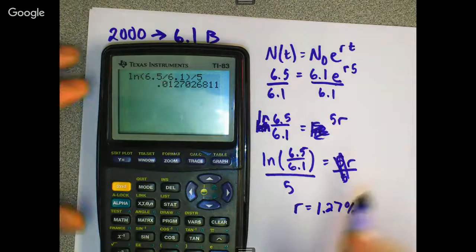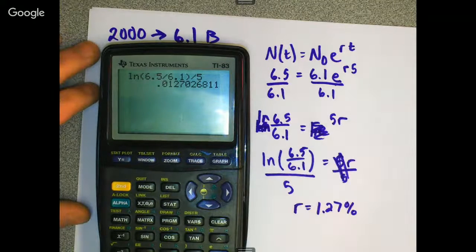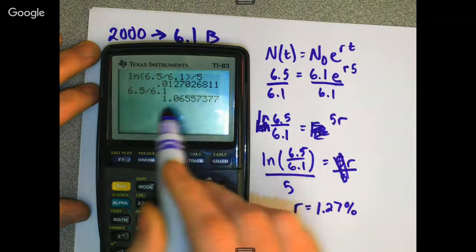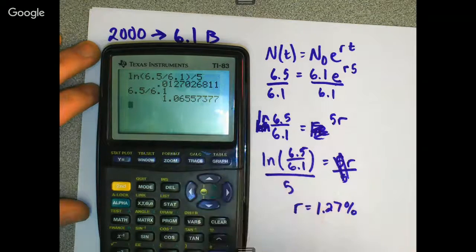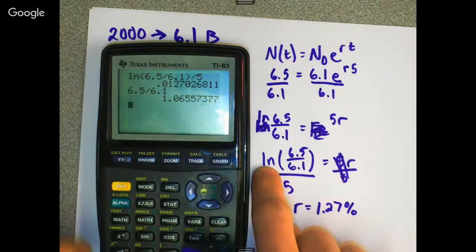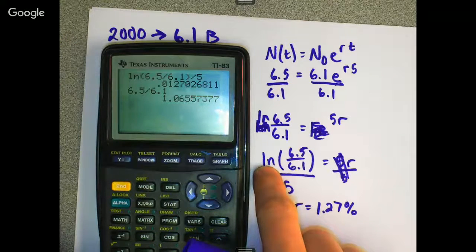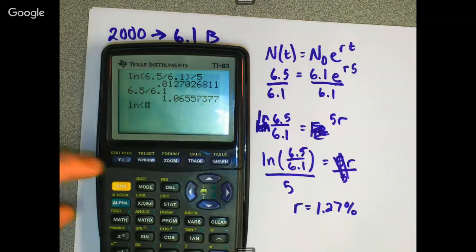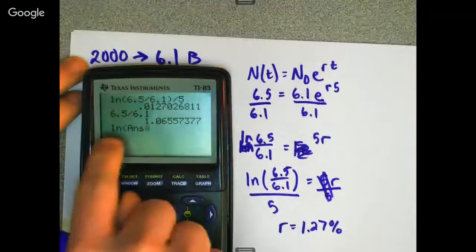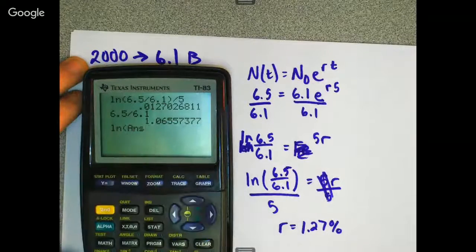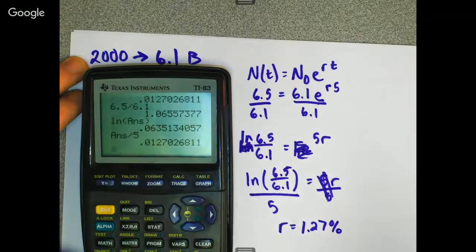Or if I can't, we'll do 6.5 divided by 6.1, enter. I want to keep using this long decimal. I don't want to round until the very, very end. So now when I take the ln, the log, I'm going to take ln and I'm going to hit second, and then this negative button down here where it says ANS. So that shows up the logarithm of the previous answer. And we'll hit enter, and then we'll divide that by 5, and we get the same answer.